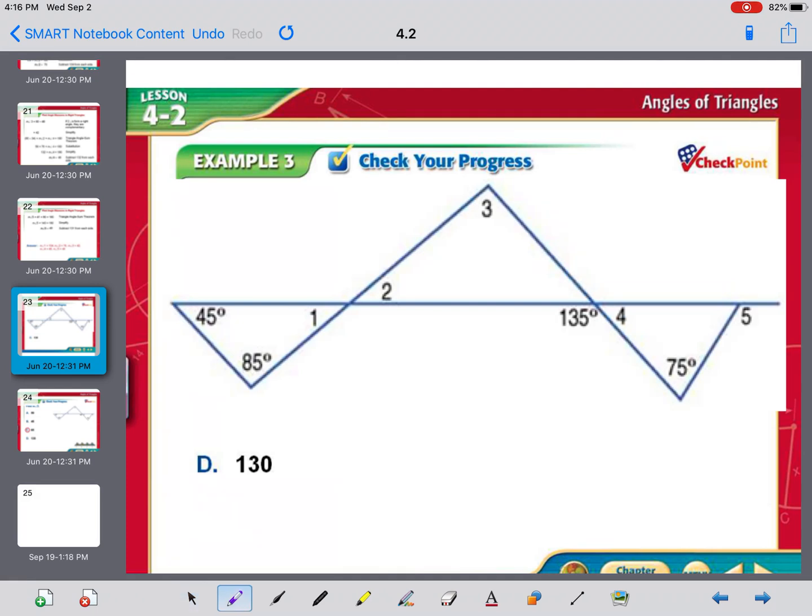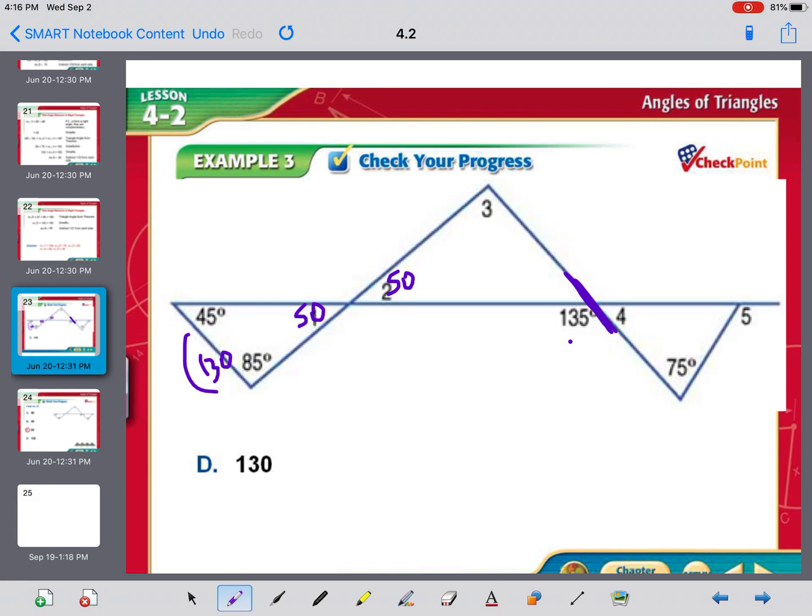So this last one asks us to find the measure of angle 3. So that's all we're supposed to do, or all we're required to do. Of course, as I said before, sometimes you got to do other stuff to get there. And a lot of times I like to do all of them because I never know what they're going to ask me for, and I like to practice. But these two here are going to be 130, making this 50 and this 50.